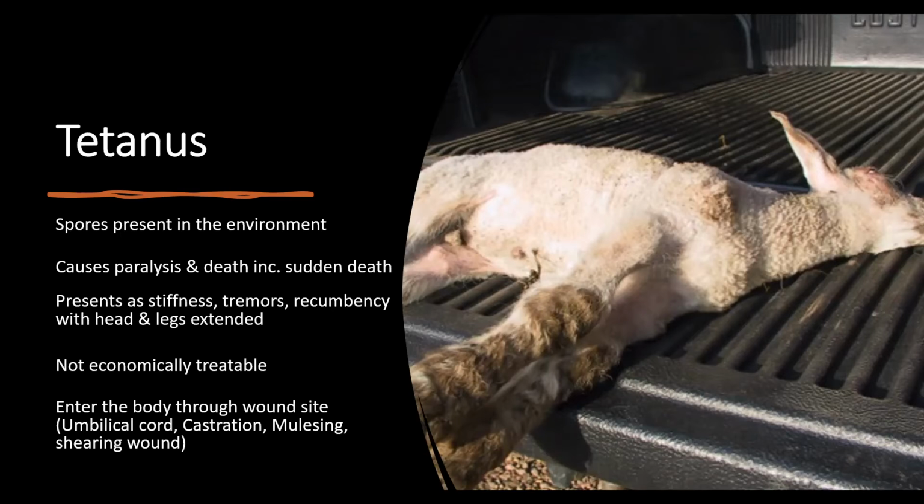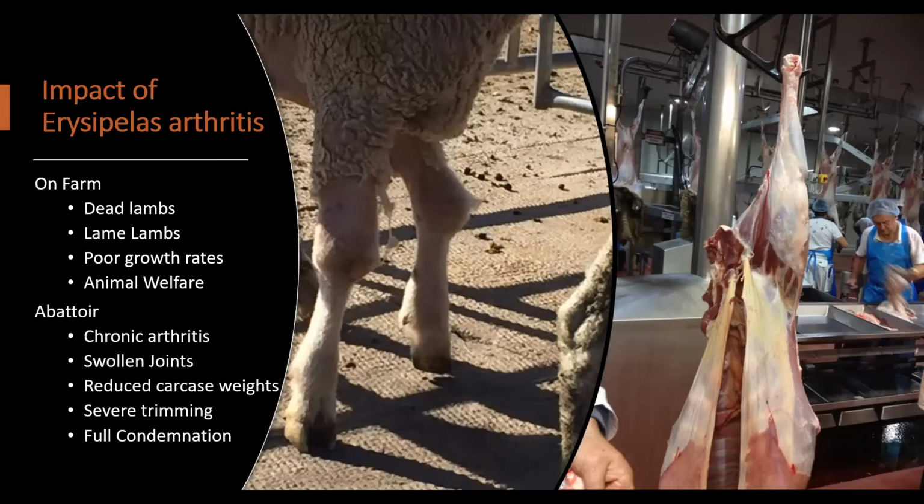It is not economically treatable. The animal will pick it up anytime there is a wound, and this can simply be from the umbilical cord at birth. Further losses may then occur after castration or mulesing, and sometimes from shearing wounds. So tetanus is best prevented by vaccinating a lamb's mother so that it has antibody protection as soon as it consumes colostrum, and then boosting that animal throughout its life.